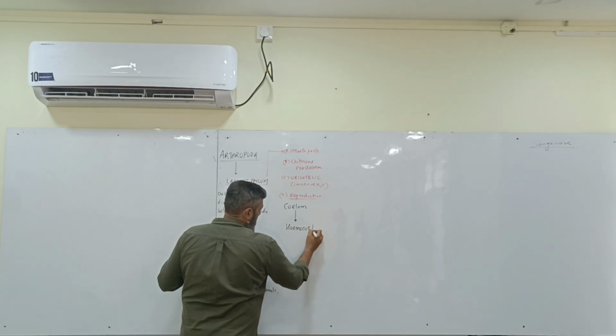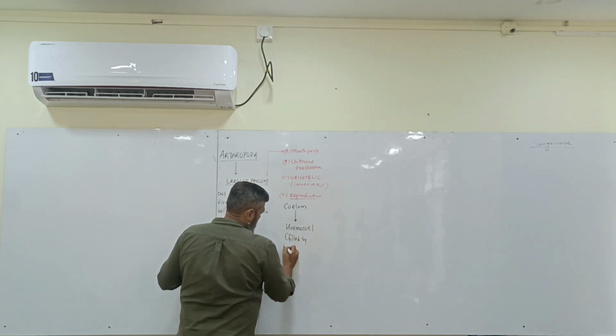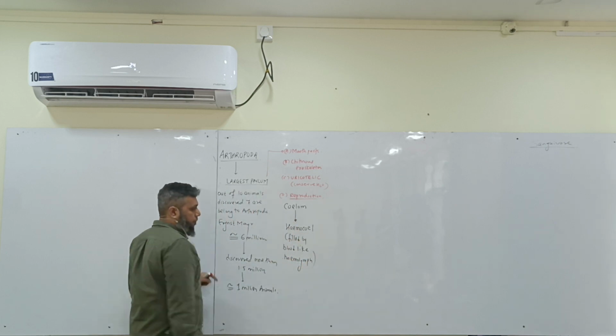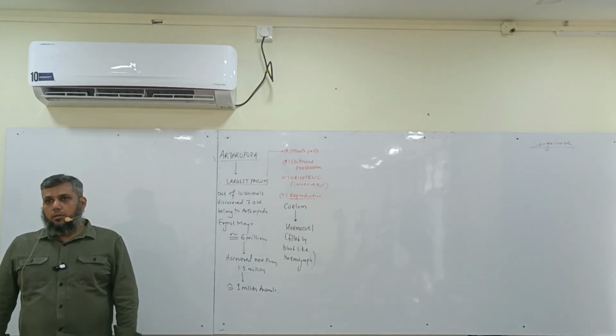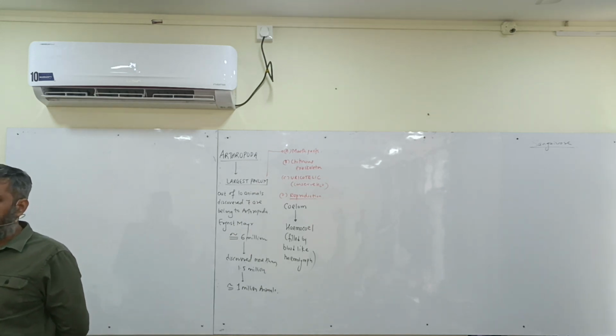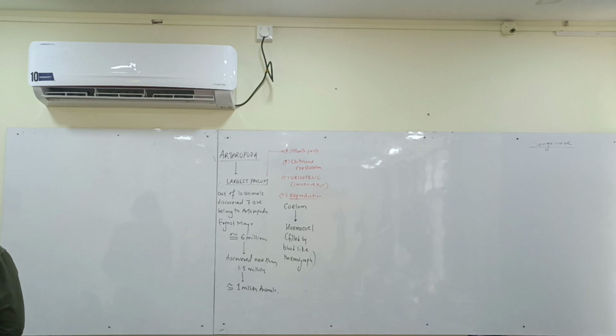Their coelom is called hemocoel because it is filled by blood-like liquid which is called hemolymph. So what is their body cavity called? Hemocoel, because it is filled with a blood-like fluid which is called the hemolymph.